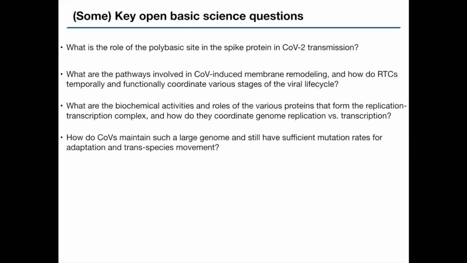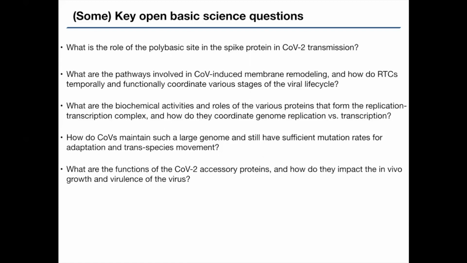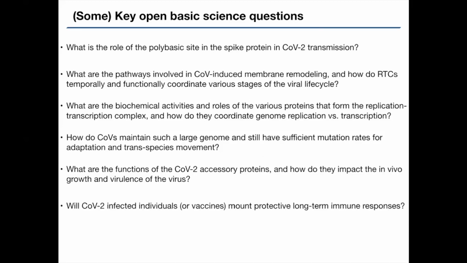How do these coronaviruses maintain such a large genome and still have sufficient mutation rates for adaptation and trans-species movement, which we know certainly occurs for these viruses? What are the functions of the COVID-2 accessory proteins, and how do they impact the in vivo growth and virulence of the virus? And will coronavirus 2 infected individuals or vaccines mount protective long-term immune responses?